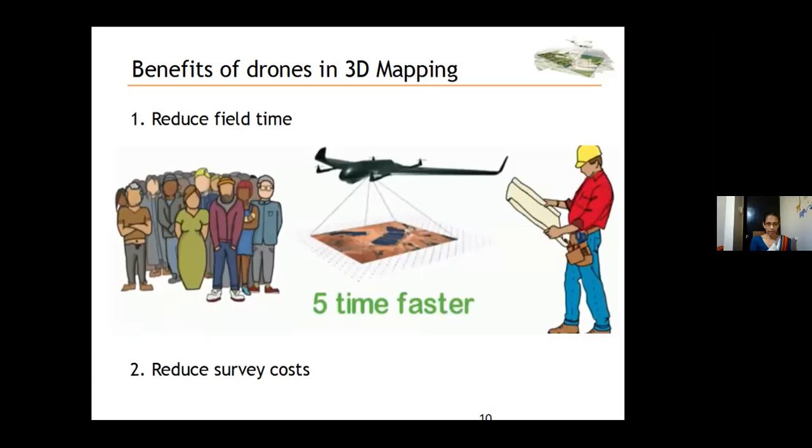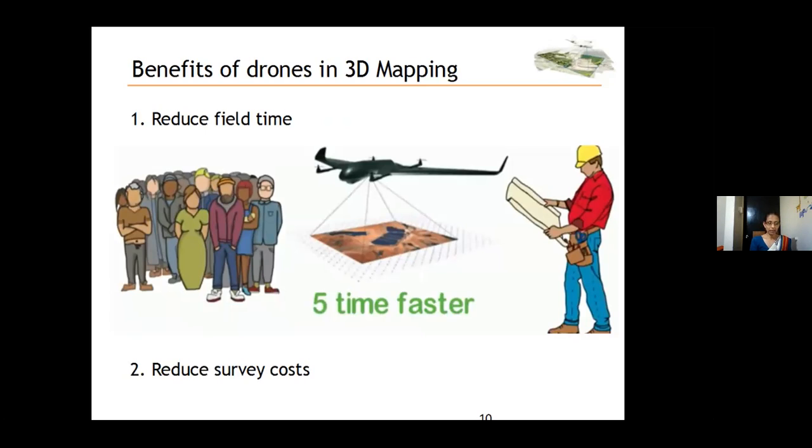The first one: faster data acquisition and reduced field time. Capturing topographic data with a drone is up to 5 times faster than with land-based methods and requires less manpower also. With advanced technology like PPK geotagging, you also save time as placing numerous ground control points is no longer necessary.